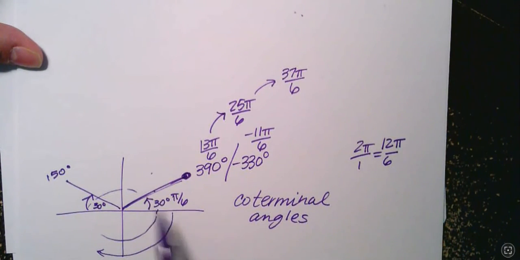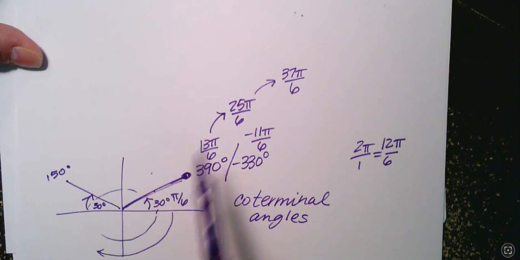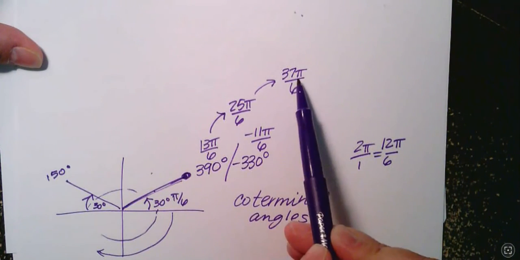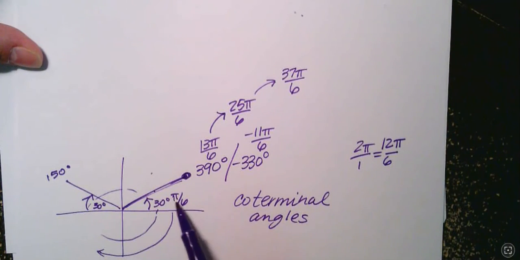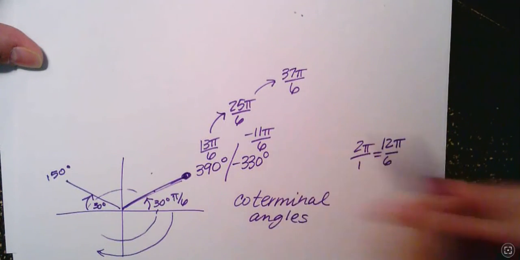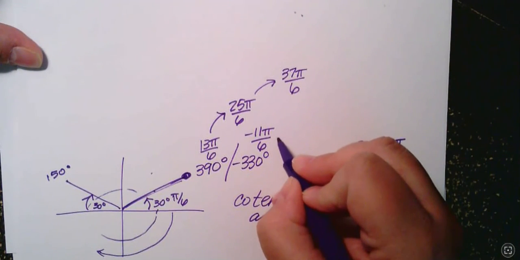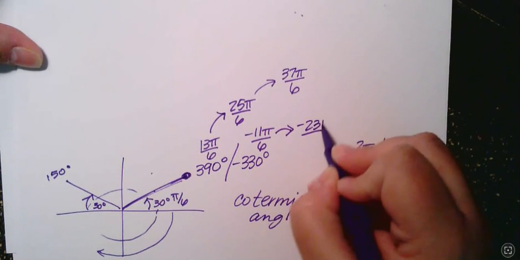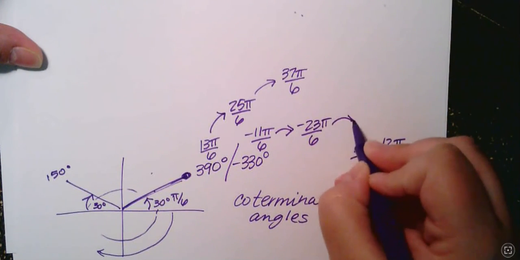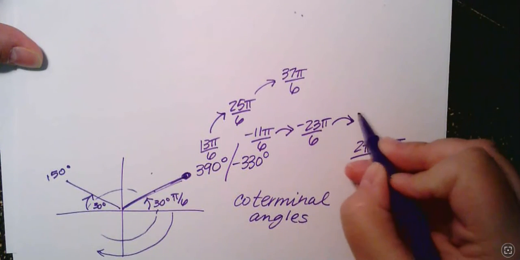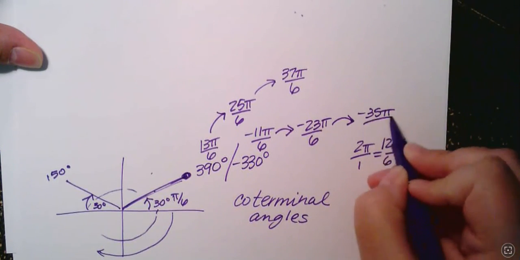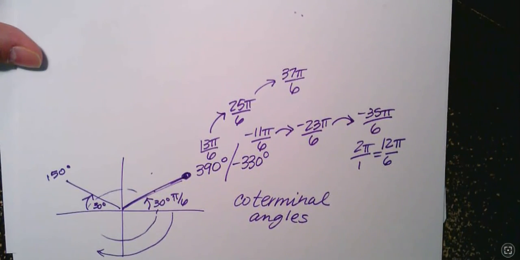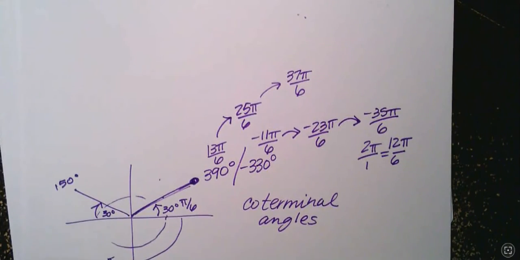So this is pi over 6. I can say pi over 6 has that value. Pi over 6 plus 2 pi. Pi over 6 plus 2 pi times 2. Plus 2 pi times 3. Minus 2 pi. Minus 2 pi times 2. Minus 2 pi times 3, etc.